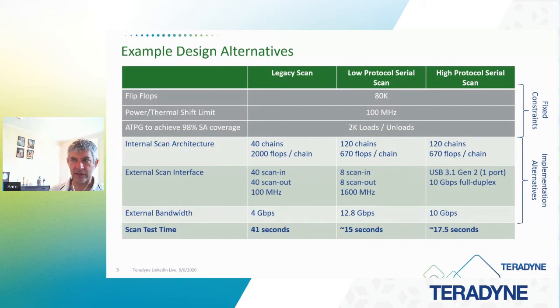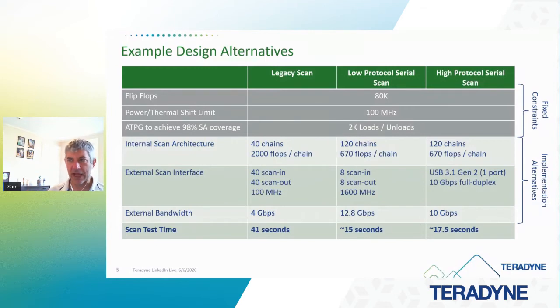So in the legacy case, you had 40 chains with 2,000 flops on each chain, limited by how many GPIO you were willing to dedicate to route out, you had access to, as well as tester resources. And so externally, you have this one-to-one mapping. And so the bandwidth you had is 4 gigabits, full duplex bandwidth on the scan-ins and scan-outs driven by that.